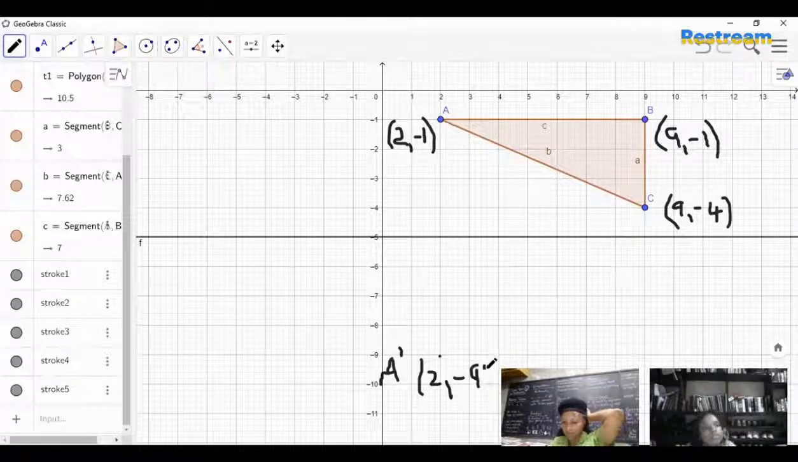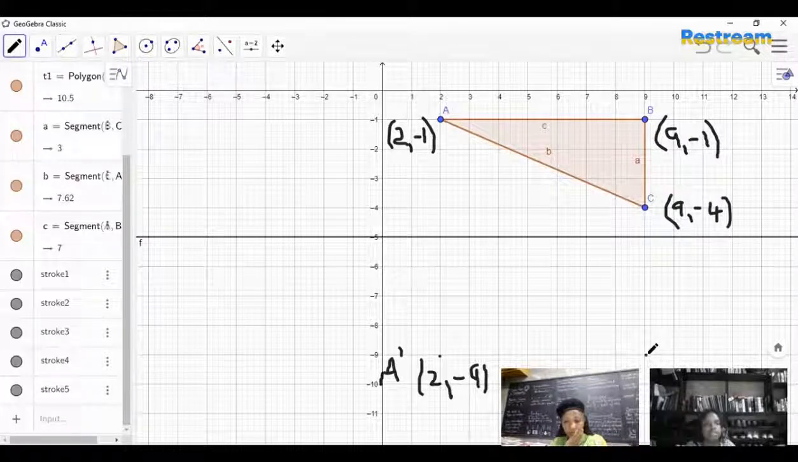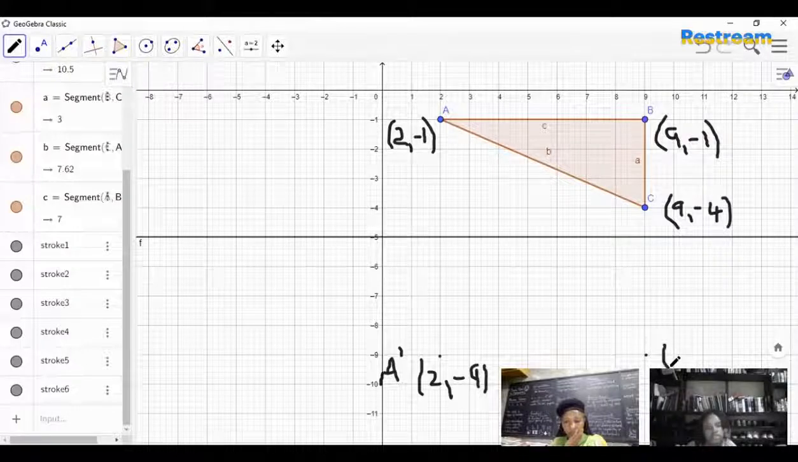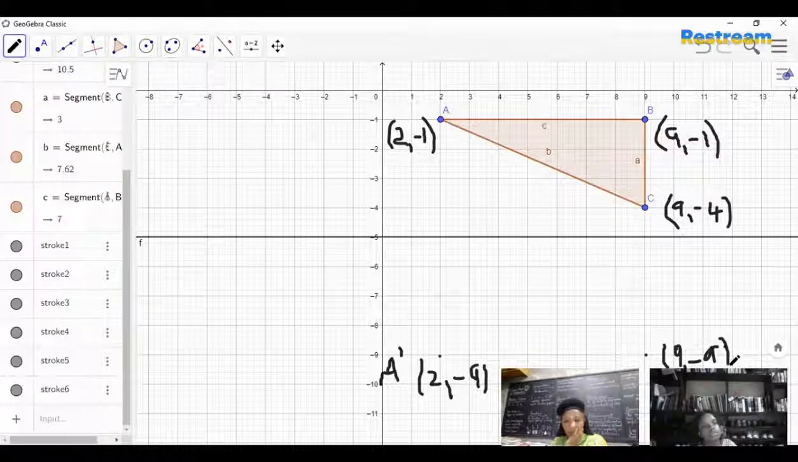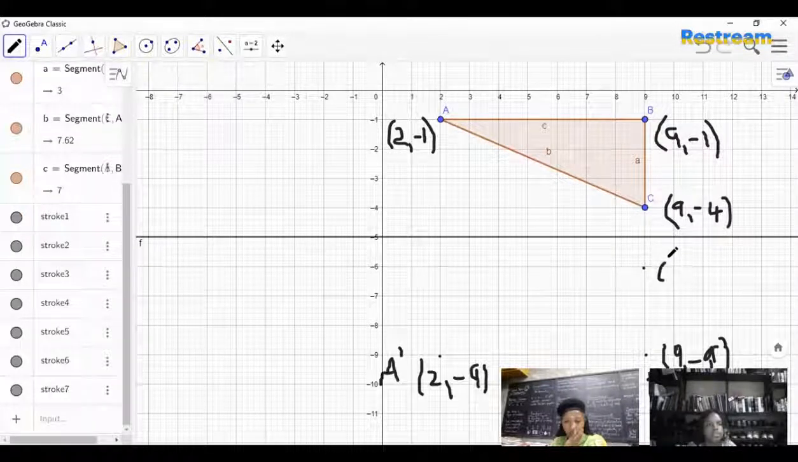B prime is also 4 spaces down, so +9 and -9. And C prime is going to be 1 space down, so that would be positive 9, negative 6.